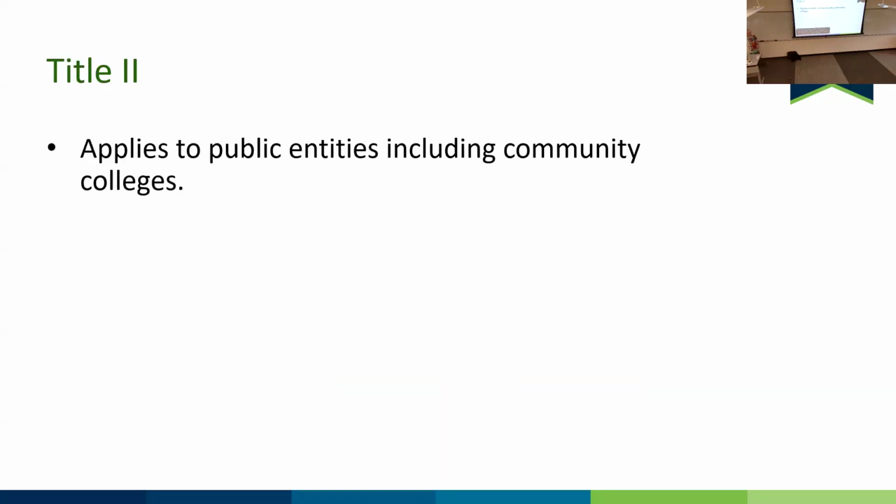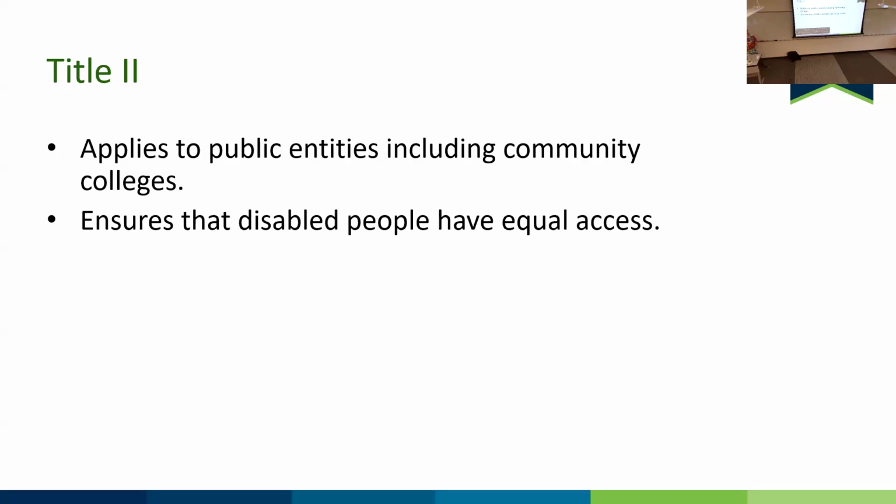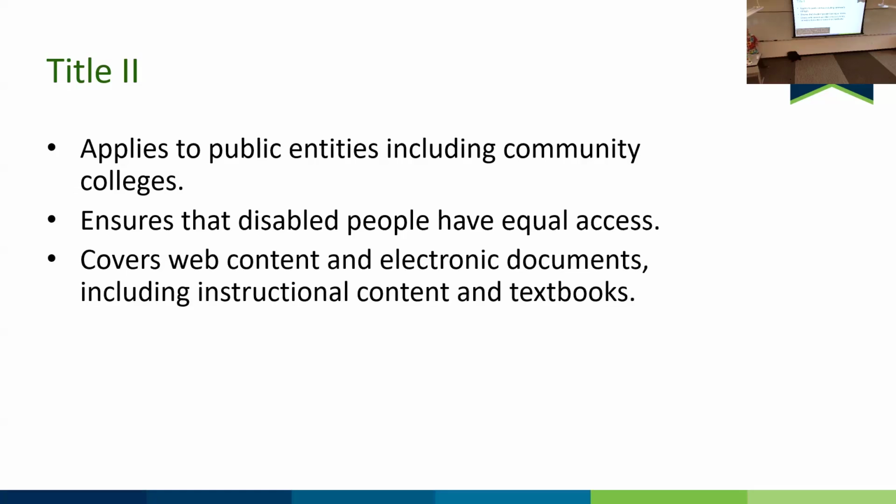So Title II is the primary thing that applies. This applies to all public entities, including community colleges. It's just making sure that anyone with disabilities has equal access to all of our materials. This covers web content, electronic documents, and that includes instructional content within Canvas. It includes textbooks. So if you're an instructor who is looking at a new textbook or maybe revising an existing textbook, as you're working with your publisher or representatives, we want to make sure that you're asking them about the accessibility of their online offerings to make sure that we're not either purchasing something or asking students to purchase something that they wouldn't be able to use.